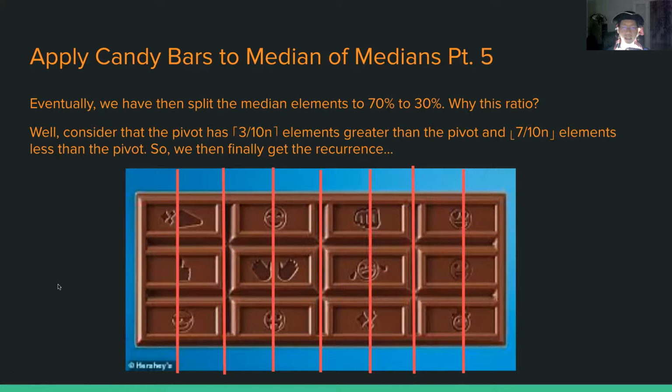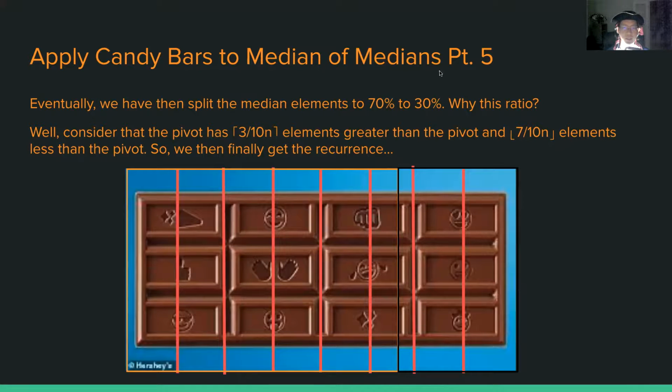Then we finally have the median elements of 70 to 30, and I'll show you a little annotation for that. So for example, this entire piece is like 70%, and I'm going to change it to black for the other one. This entire piece is going to be the 30%. So you want to be very careful with which piece you're selecting here for the algorithm. So basically the pivot line is the ceiling of 3 over 10 n elements greater than the pivot, and 7 over 10 elements less than the pivot.